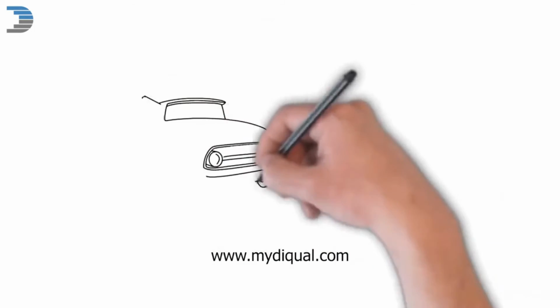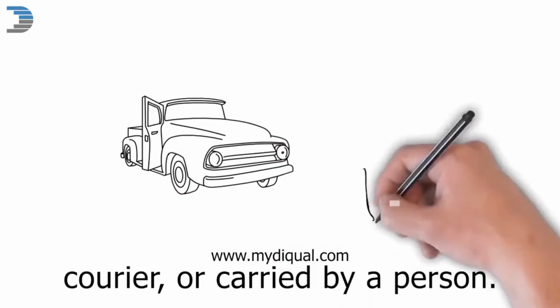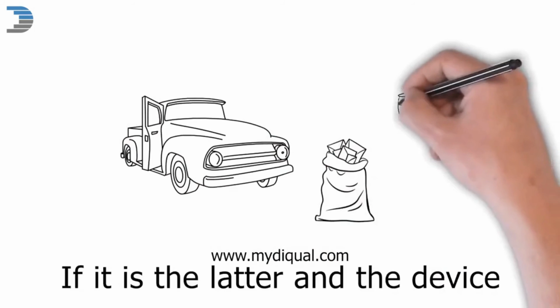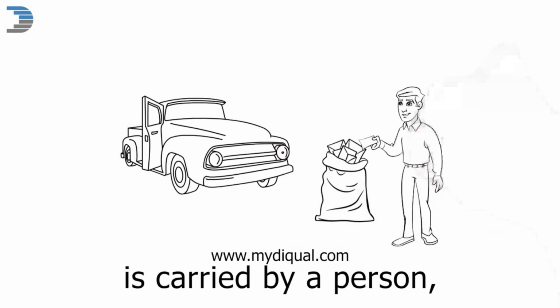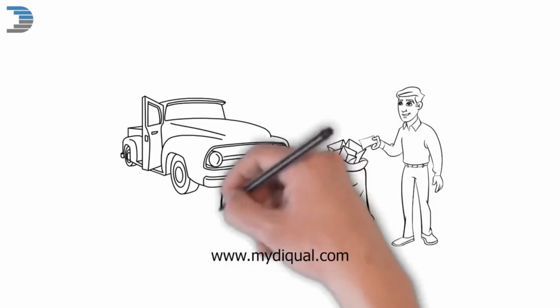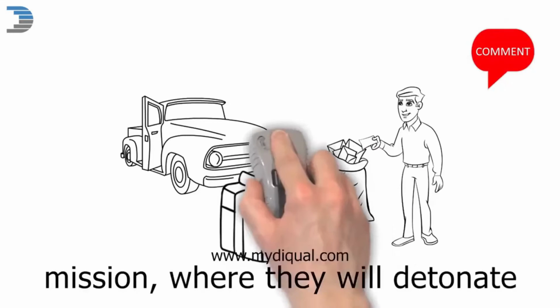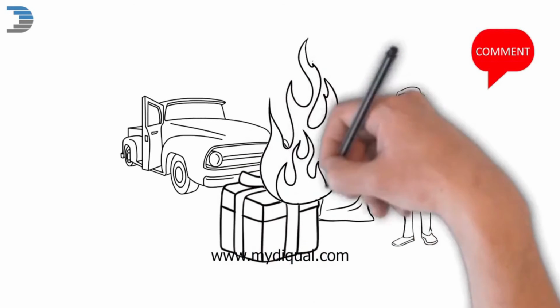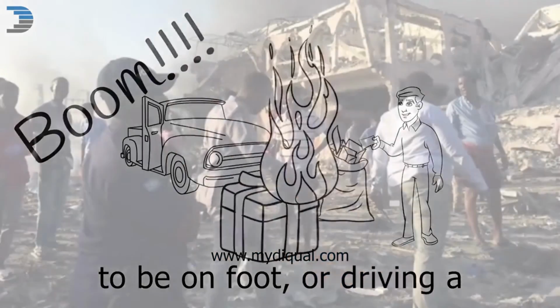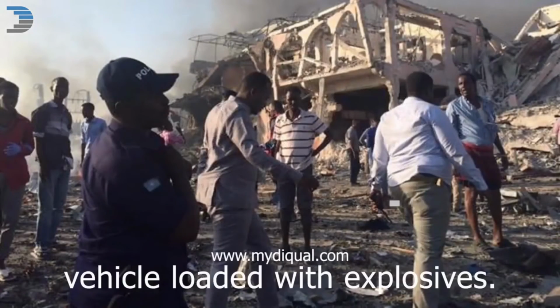Explosive devices can be transported in a vehicle, delivered by a courier, or carried by a person. If it is the latter, and the device is carried by a person, then it could be that they intend to deliver it and leave the scene prior to detonation, or it could be a suicide mission where they will detonate the device themselves. Suicide bombers have been known to be on foot, or driving a vehicle loaded with explosives.